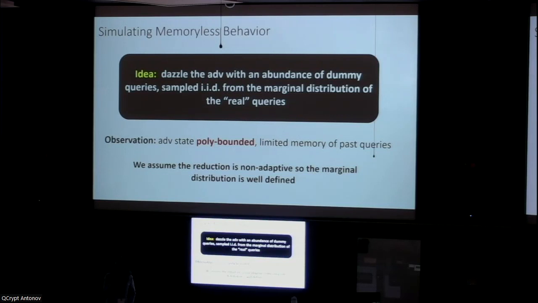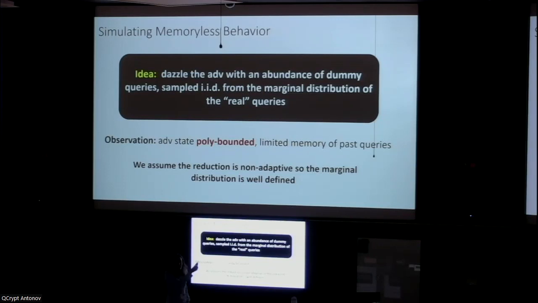So we assume here that the reduction's queries may be correlated, but do not depend on the adversary's answers. Just because if they do, this is not even well defined. Like, what's the marginal? The marginal distribution of the queries now depends on how the adversary behaves. Things become messy and we couldn't analyze it in this setting.